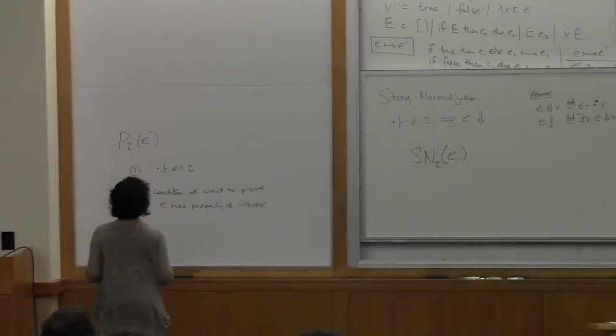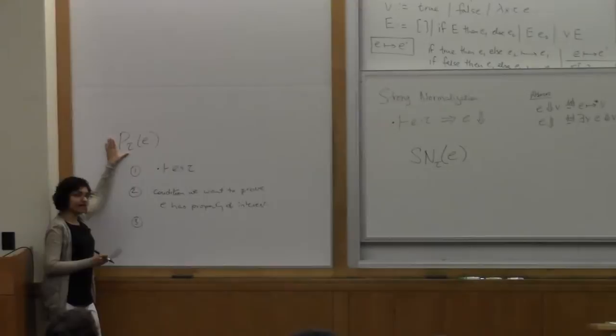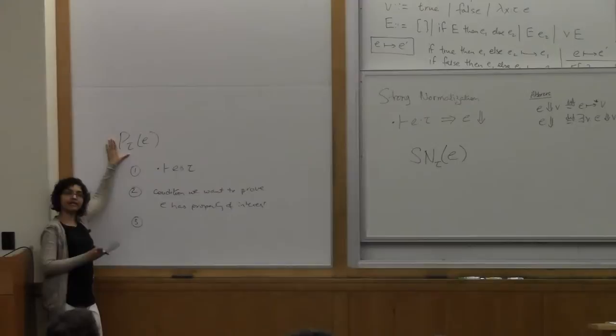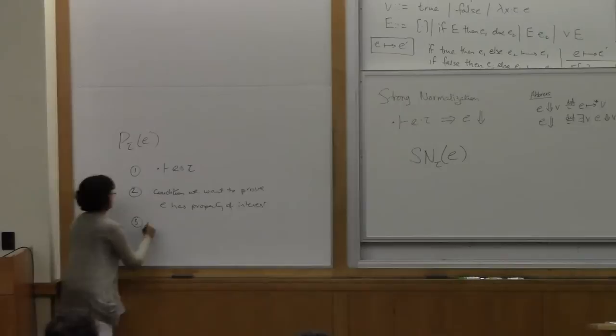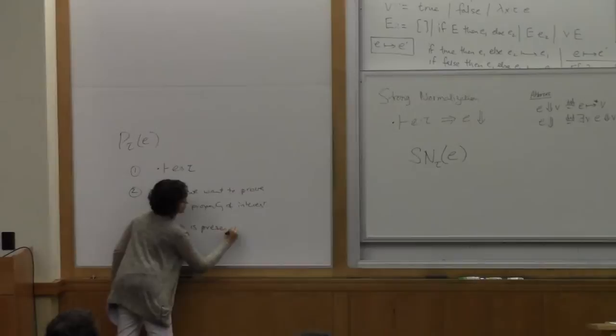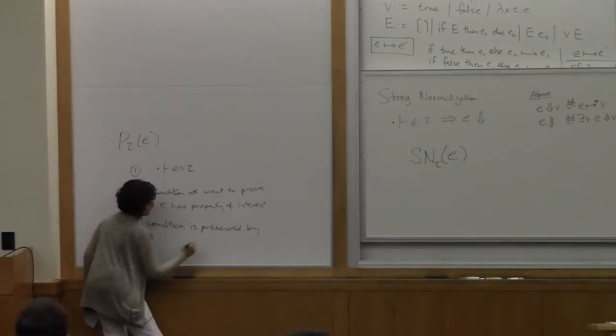When we define P, we want to make sure that it requires that the condition of interest, or the property of interest, is preserved by elimination forms for type tau, okay? I'll explain what that means in a second. The condition is preserved by evaluation of elimination forms.